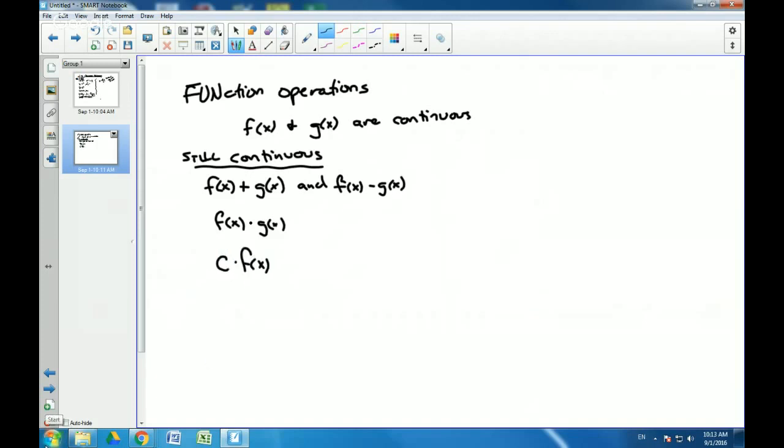You know what C is? The constant. It's just a number. So you can multiply a function by any number. It's still going to be continuous. Like 2x squared. What about this one? Okay, what can g of x not equal? 0. Now we're good.